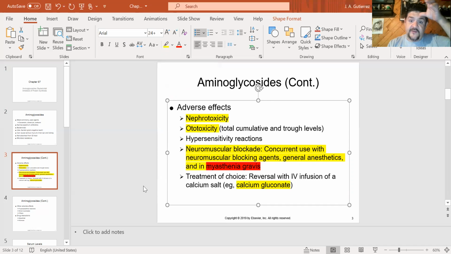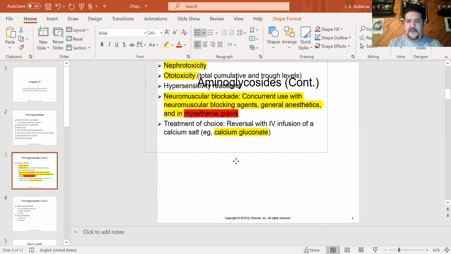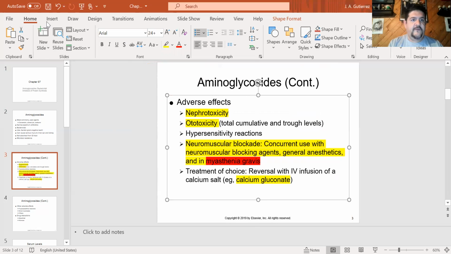We want to save that patient, especially if we're affecting the diaphragm. Then we can reverse the effects of the aminoglycoside with calcium gluconate. So high-yield information right here.